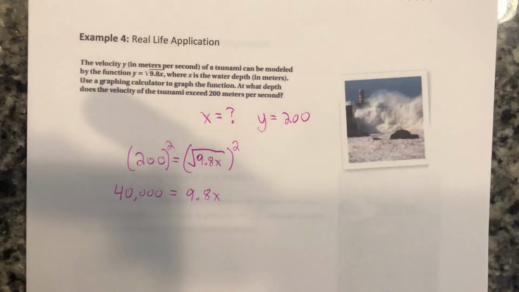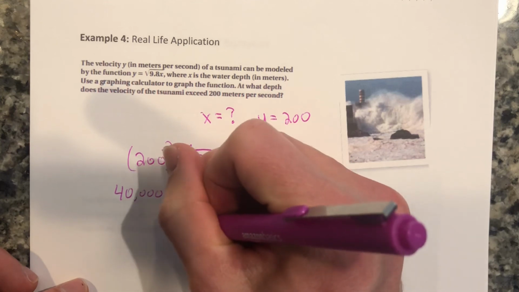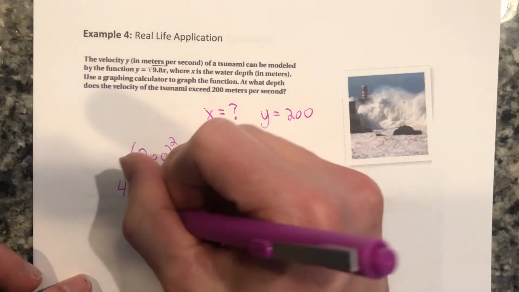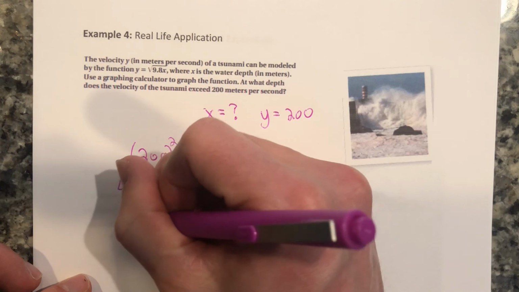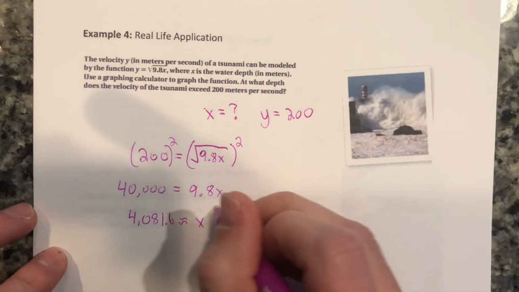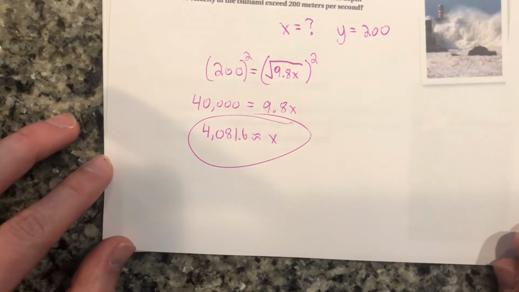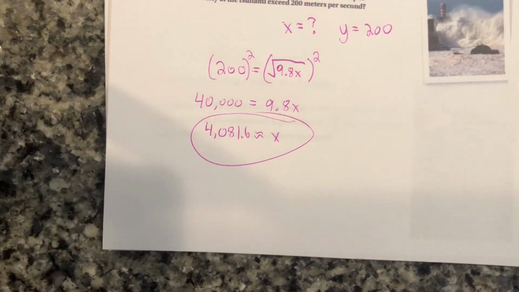Now you can take that 40,000, and to get rid of that 9.8, you divide by 9.8, and you get about, I'm just going to round here, about 4,081.6, right? And we could use a graphing calculator to get this answer. Otherwise, we can just do the math here by hand. All right, so the depth would be about 4,081.6 meters, where the tsunami exceeds 200 meters per second.